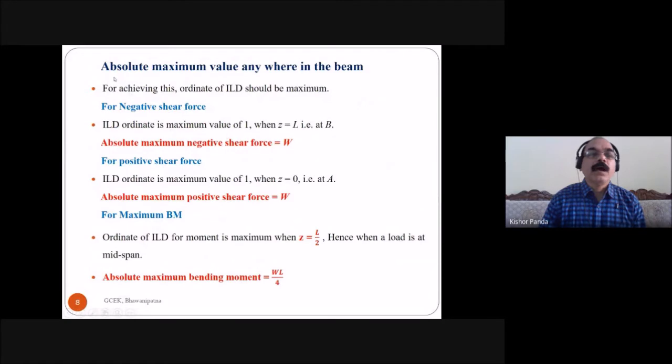Then how will you find the absolute maximum value? The absolute maximum value you can find anywhere in the beam. To achieve this, the ordinate of the ILD should be maximum. Here, also find the absolute maximum negative shear force. Where will you get the absolute maximum negative shear force? The ILD ordinate is the maximum value of 1 when Z is equal to L.